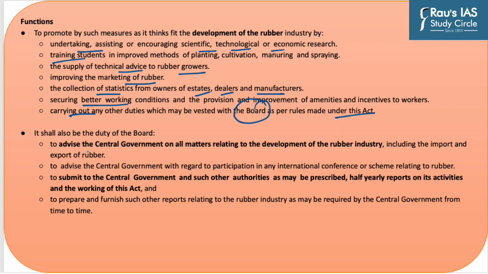Also, it shall be the duty of the board to advise the central government on all matters relating to the development of the rubber industry, including the import and export. To advise central government with regard to the participation in any international conference or scheme relating to rubber, or to submit to the central government or any other authorities as may be prescribed half-yearly reports on its activity, and to prepare and furnish such reports relating to the rubber industry as may be required by central government from time to time.